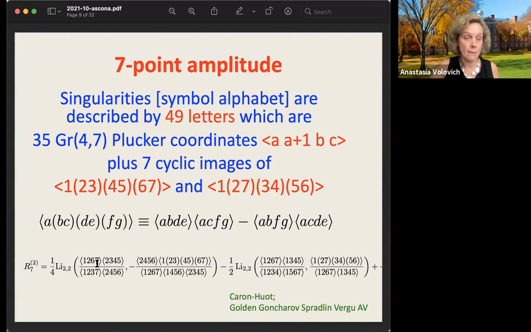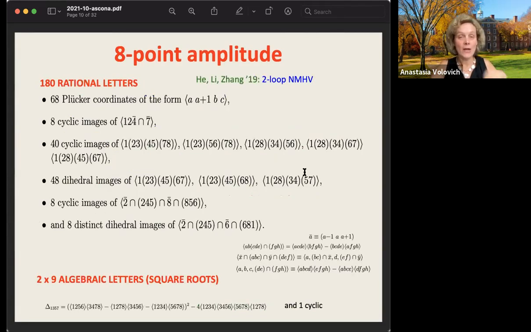So the structure of the amplitude is more complicated; it's 2 loops, still weight 4. There's a more complicated polylog Li2, and if you look at what appears in the arguments of that Li2, in addition to Plücker coordinates, for 7 points there are 35 of them of the same type as I had for 6 points, so A plus 1 BC. There are also funny quadratic expressions in Plücker coordinates that start appearing. So in total, there are 49 letters: 35 Plückers plus 7 plus 7 of these types. Okay, so we keep going.